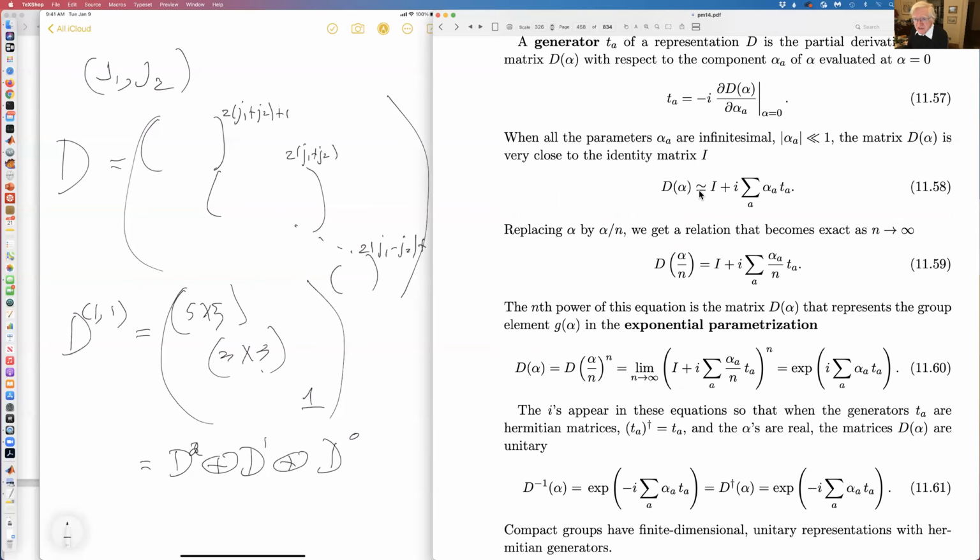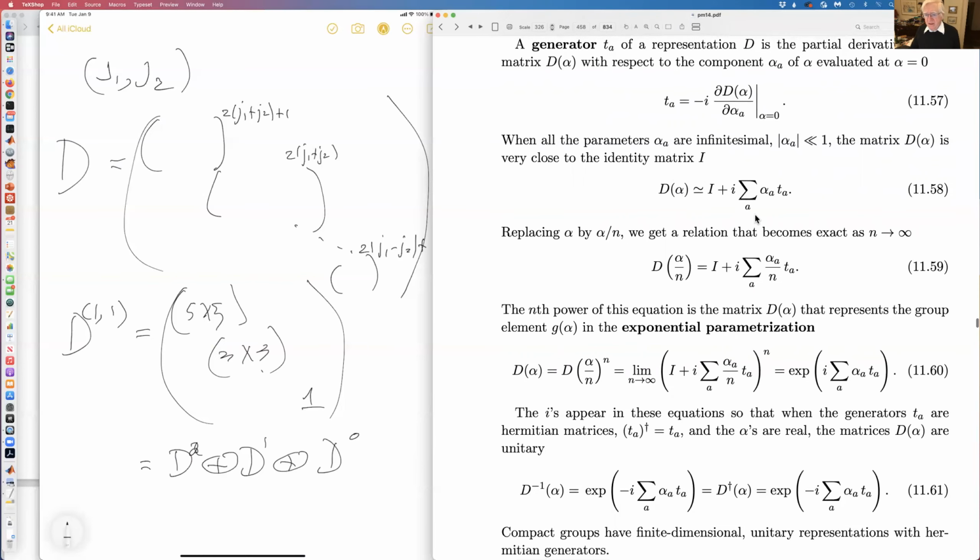In that case, the matrix near the identity is the identity matrix plus i times the parameters alpha sub A, T sub A, and we sum over A. T sub A then is called the generator of the representation. And of course, if we replace alpha by alpha over n and let n go to infinity, then what we get here is this expression, and this is exact in the limit of large n.